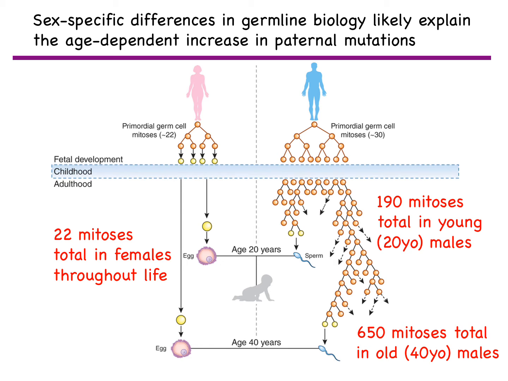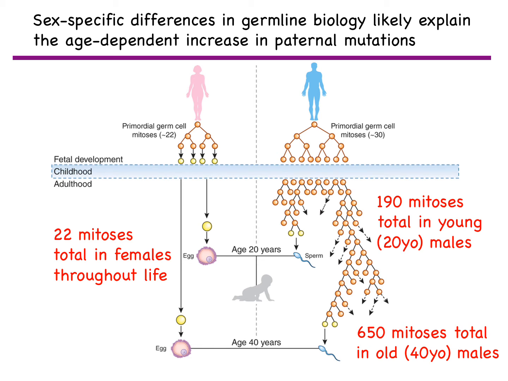So if you see the story in females on the left, there are roughly 22 divisions that give rise to primordial germ cells during fetal development. Then, on roughly a monthly basis, one of these germ cells is selected and goes through meiosis all through life. So essentially there are only 22 mitoses required for germ cell formation in females.